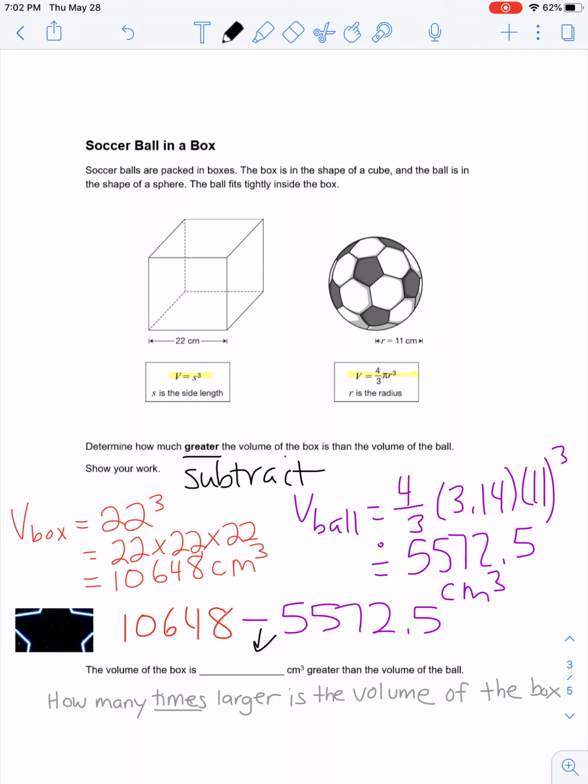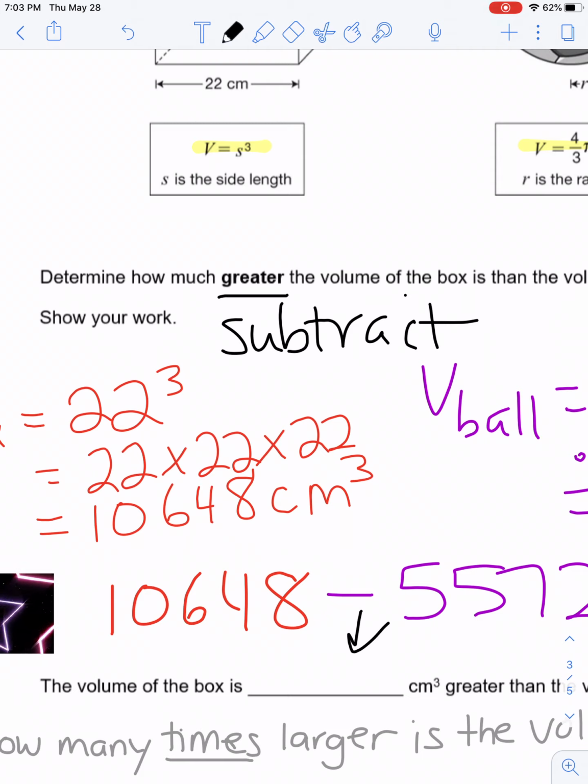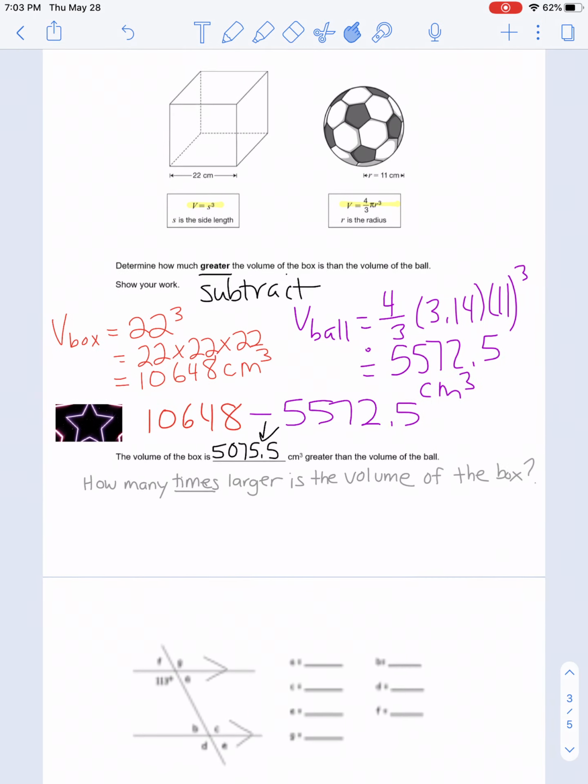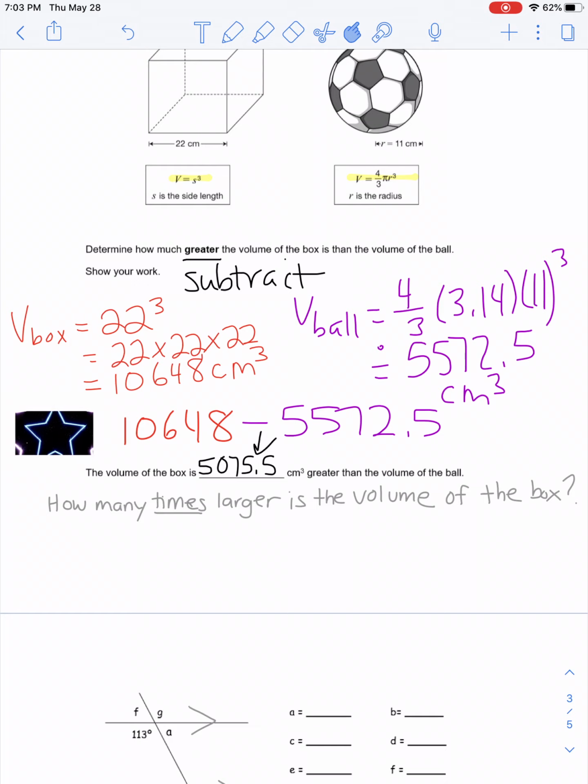The volume of the box is, so 10,648 subtract 5,572.5, and I end up with approximately 5,075.5 centimeters cubed. So the volume of the box is 5,075.5 centimeters cubed greater than the volume of the ball.